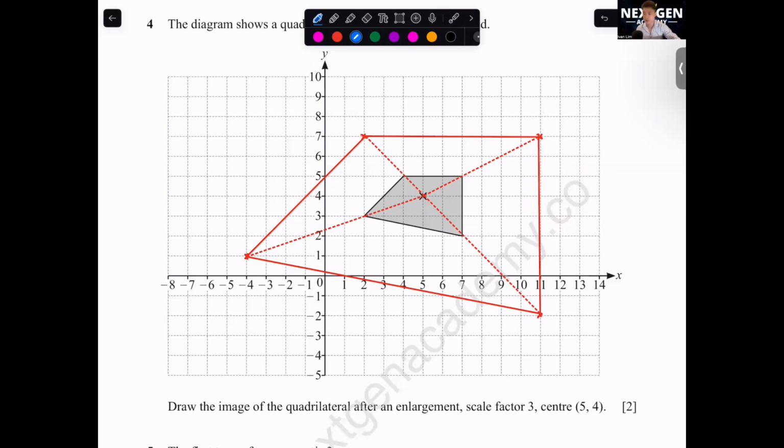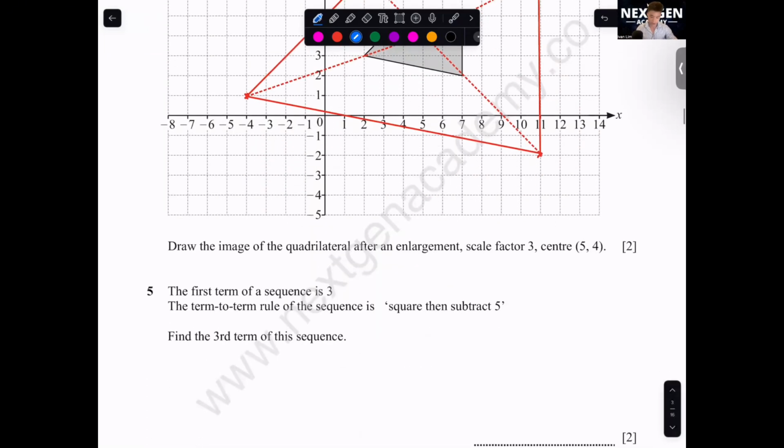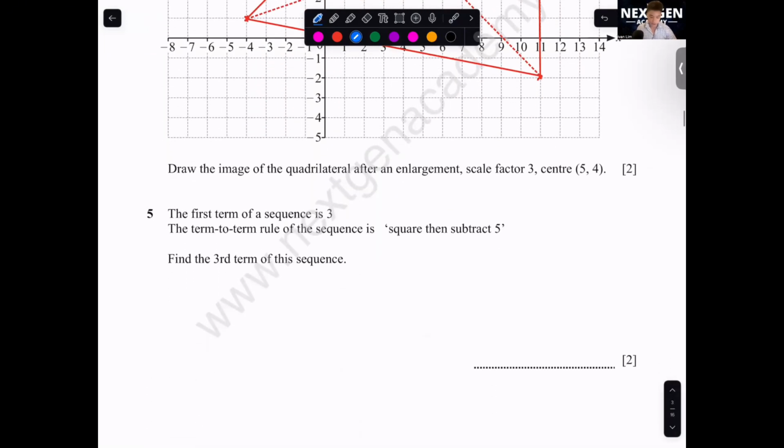Okay, any question? This enlargement? Can do? Okay, let's go to question 5. The first term of a sequence is 3. The term-to-term rule of the sequence is square, then subtract 5. Find the third term of this sequence.